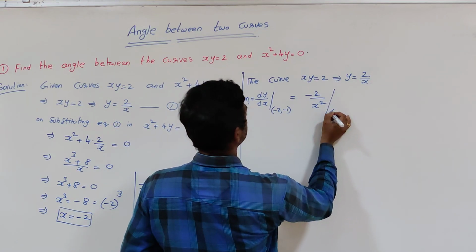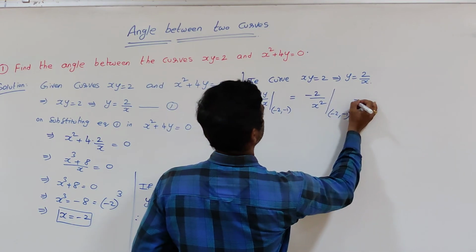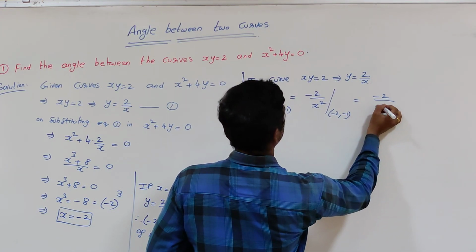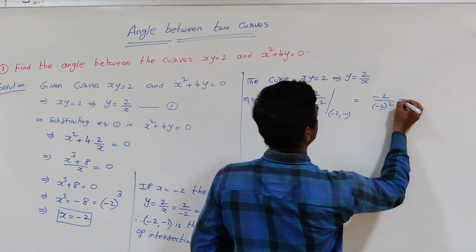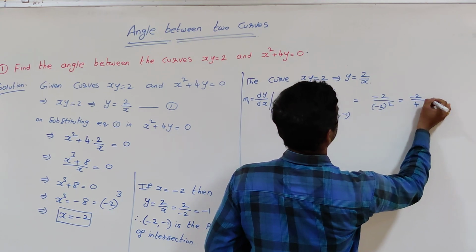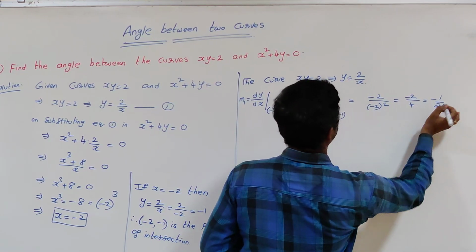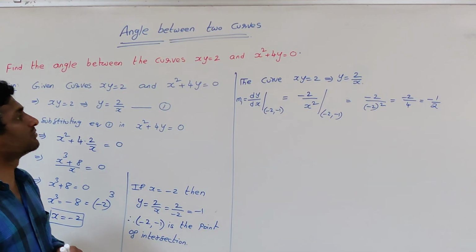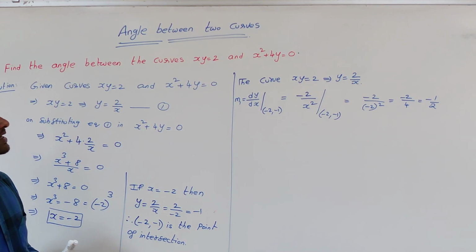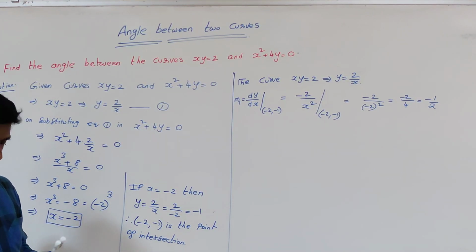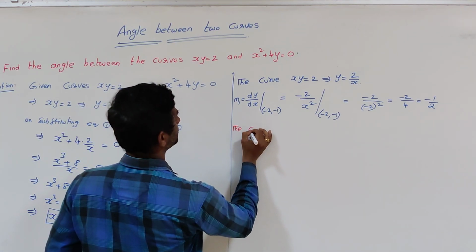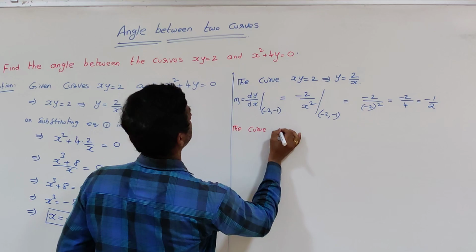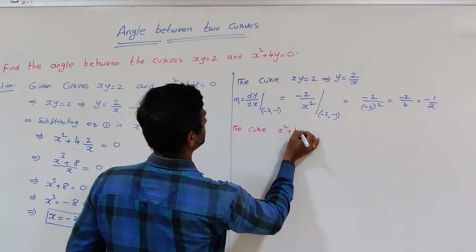At minus 2 comma minus 1, which is minus 2 by minus 2 whole square, as x is minus 2. So which will be minus 2 by 4 and it is minus 1 by 2. So the slope of the curve at minus 2 comma minus 1 will be minus 1 by 2. Next, the curve x square plus 4y is equal to 0.